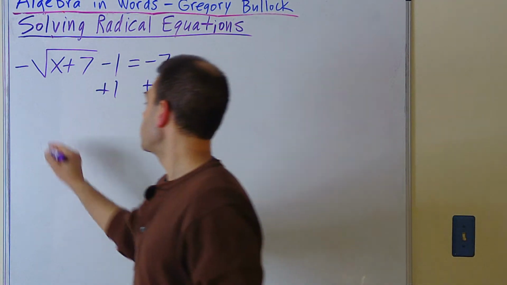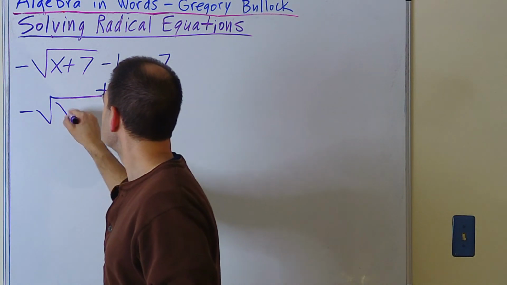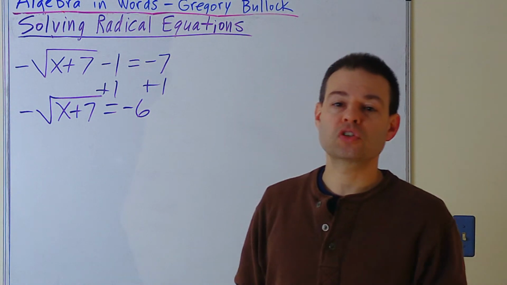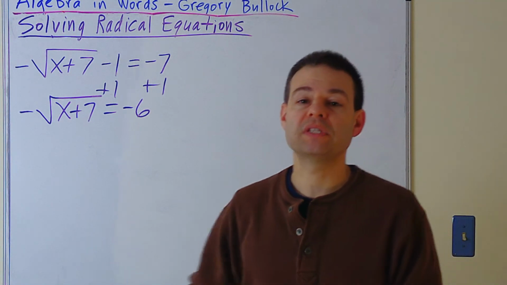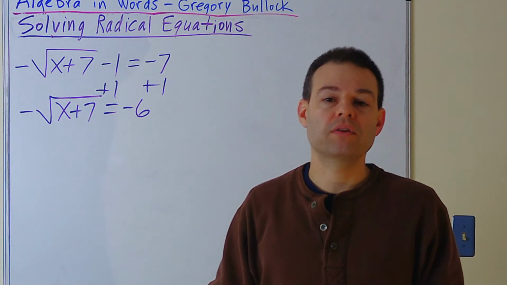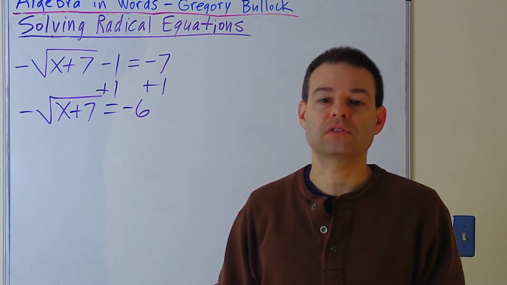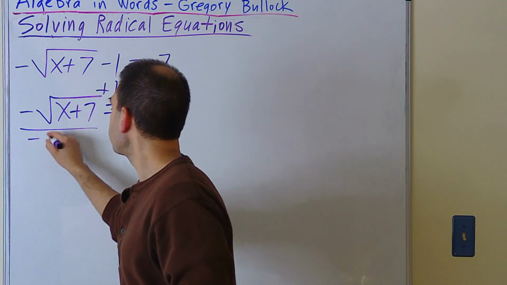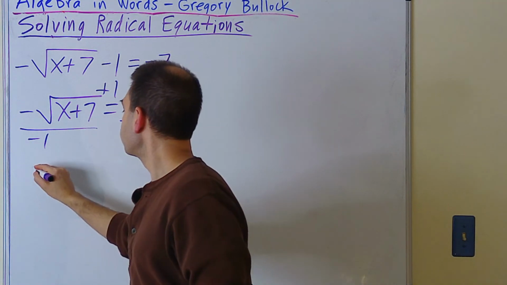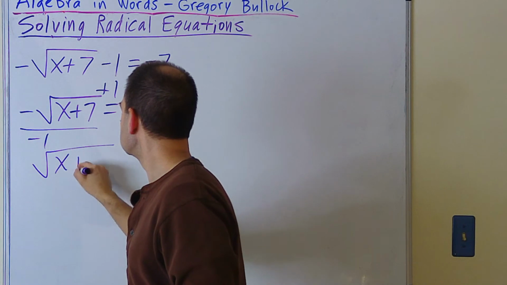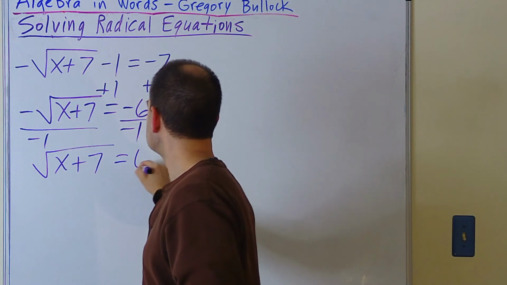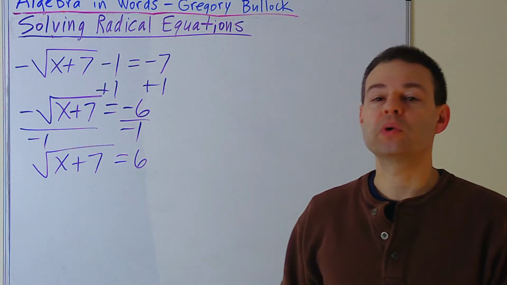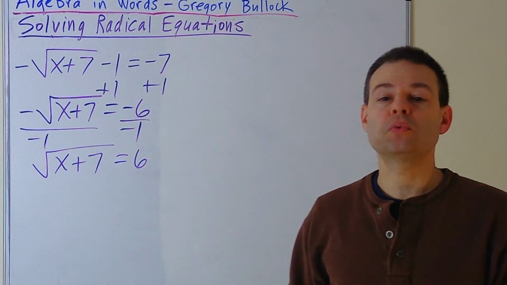And that leaves us with negative the square root of x plus 7 equals negative 6. And we do want to get rid of the negative in front of the radical too. So let's divide both sides by negative 1. And that changed the signs on both sides. Now we have the square root of x plus 7 is equal to 6.